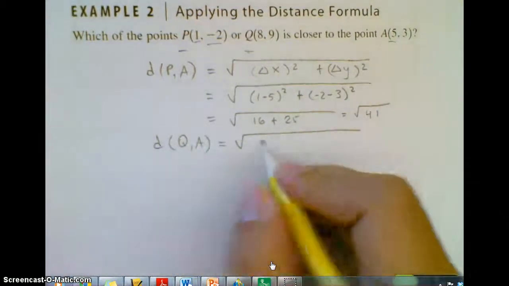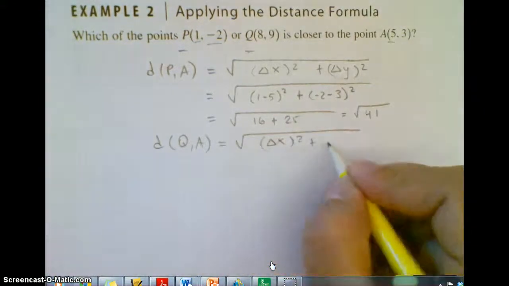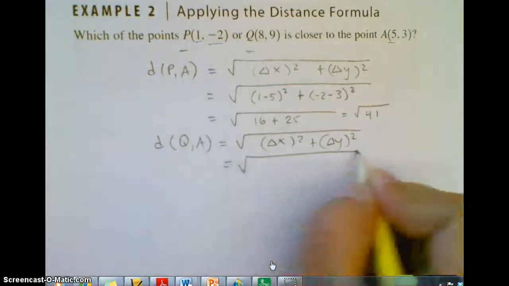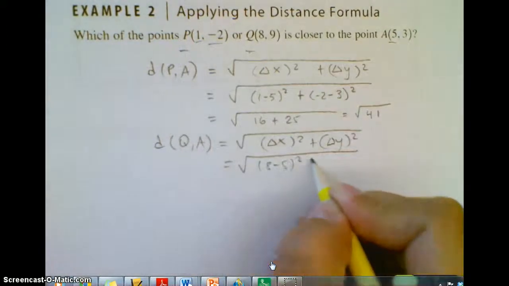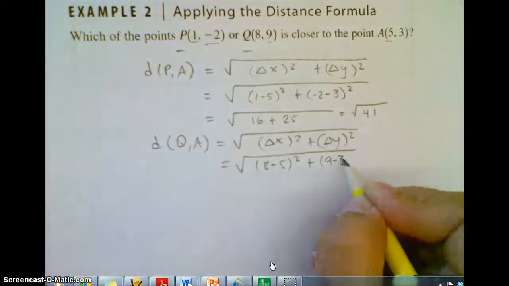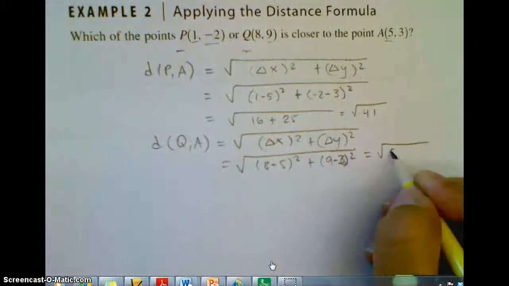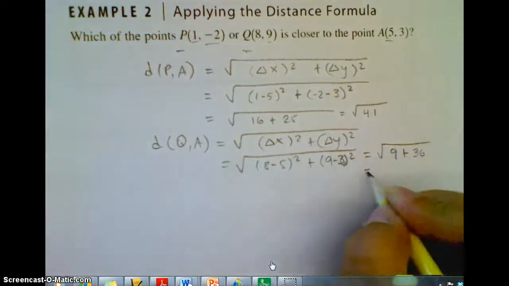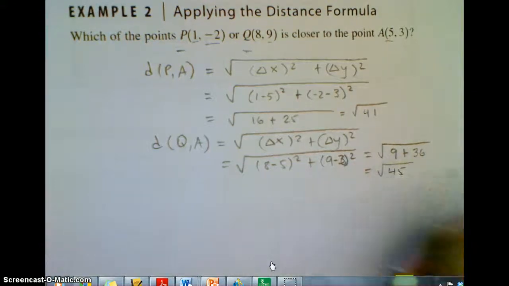Now the distance between Q and A, applying the same idea: the difference of the x coordinates squared plus the difference of the y coordinates squared. And for this it will be 8 minus 5, plus 9 minus 3. 8 minus 5 is 3, squared is 9. 9 minus 3 is 6, squared is 36, so this will be the square root of 45.